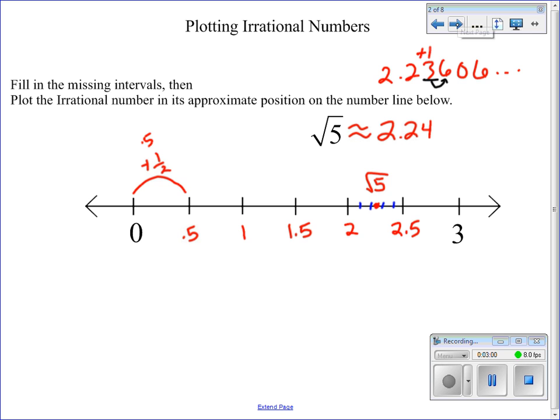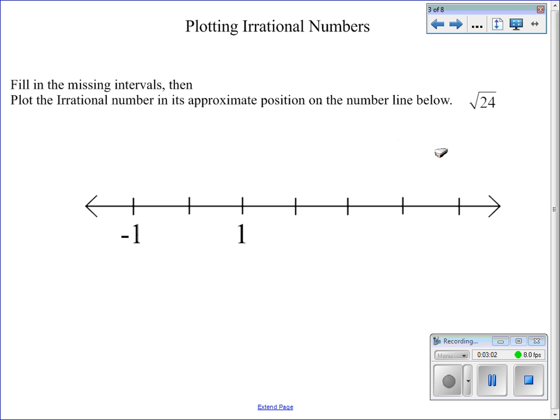Okay, let's try another one. This one's the square root of 24. Again, I'll make it bigger. First thing, though, I need to find my intervals. So I'm given -1 and 1, and I need to find out, since there's 2 spots, really what's in the center of those. It's going to be 0. So now I know that each interval is increasing by 1. So this will be 2, 3, 4, and 5.